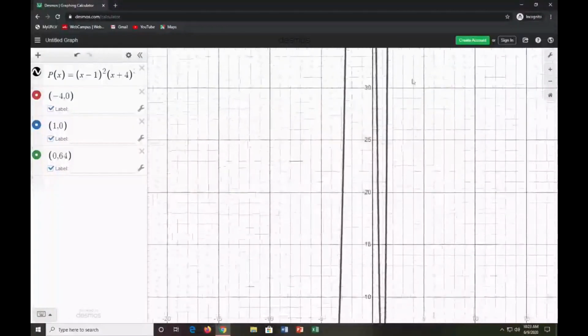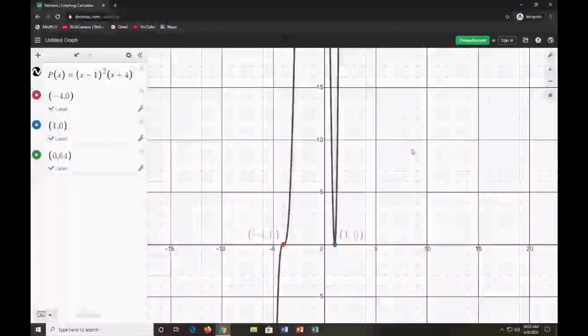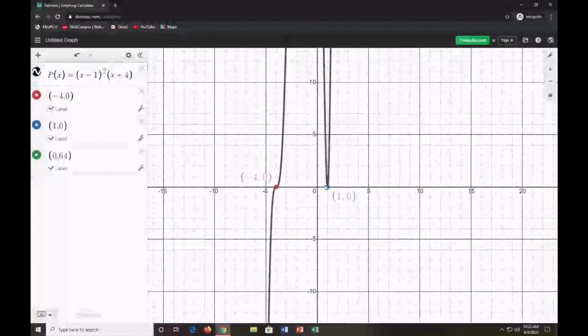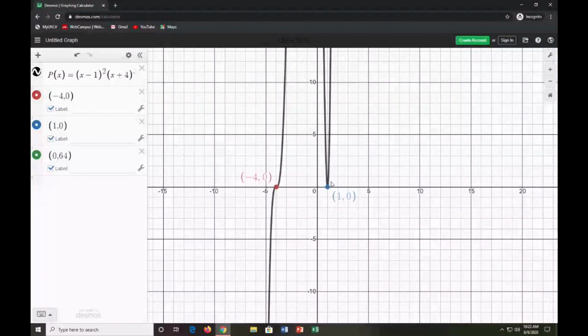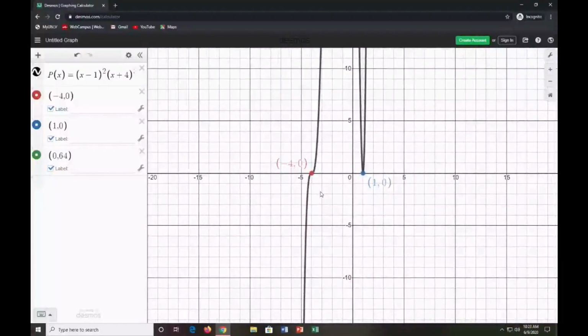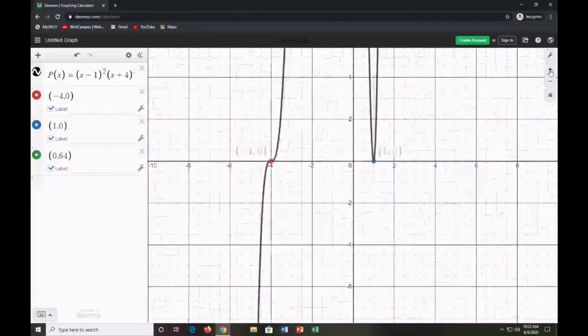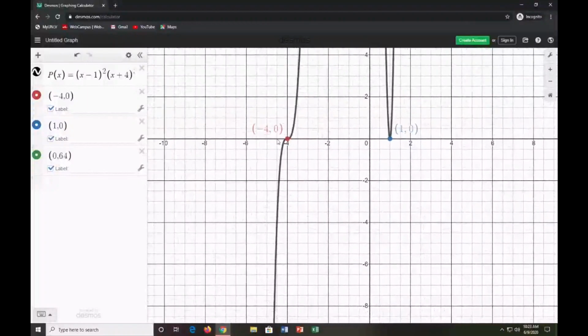Notice that where we had the even multiplicity at 1, 0, the line bounced back to the same side, right? We knew that because multiplicity for 1, 0 was 2, which is even, and so we would expect the line to bounce back to the same side from which it's coming from. So that's what happened. -4, 0 had odd multiplicity. So let's zoom in onto these.